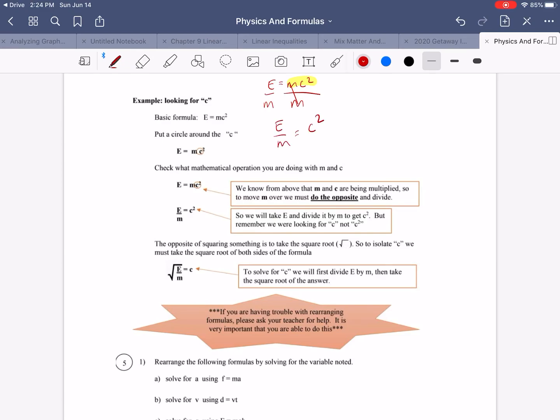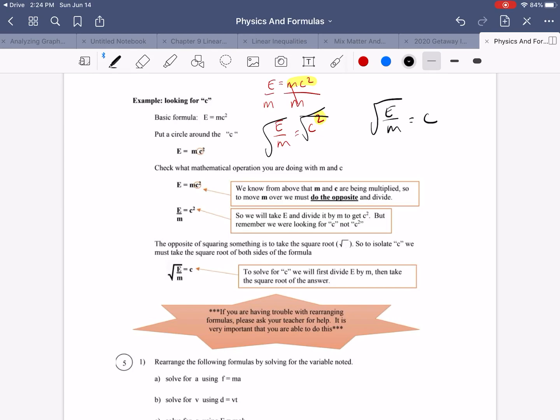Now this is kind of just like the Pythagorean theorem, like we're not done because we're looking for C. So what's the opposite of squaring something? Is square rooting it, right? So what you got to do is you got to square root that and square root that so that the square goes away. And what you have is the square root of E over m equals the answer for C.